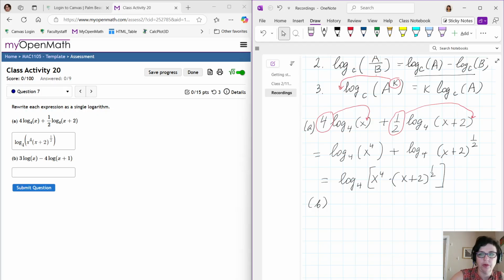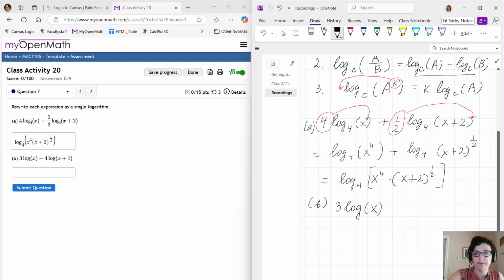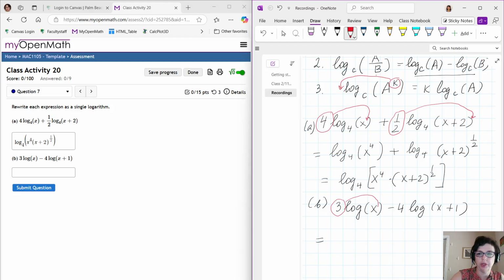So the same thing. So we got 3. This time it's a common log because the base is missing, which means it's base of 10. And then we have -4 log of x plus 1. All right, so again, we are doing property 3 in reverse. We're taking the number and moving it as a power. Okay, so we're going to get log of x cubed. And this time it's going to be subtract log of x plus 1 to the power 4.